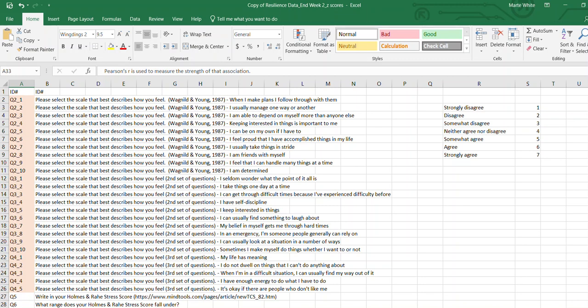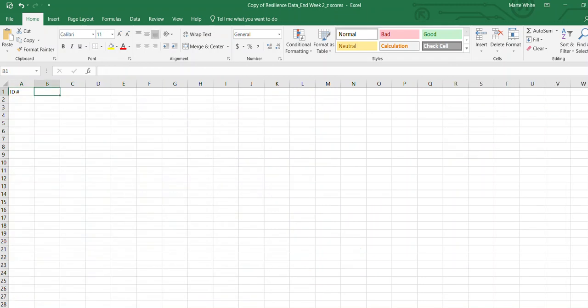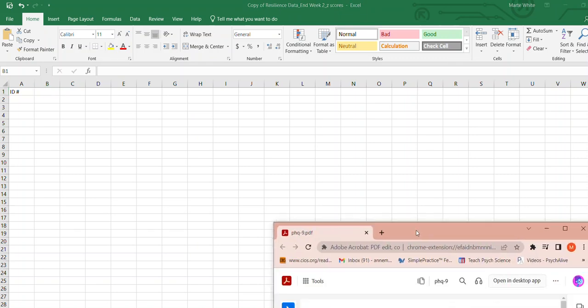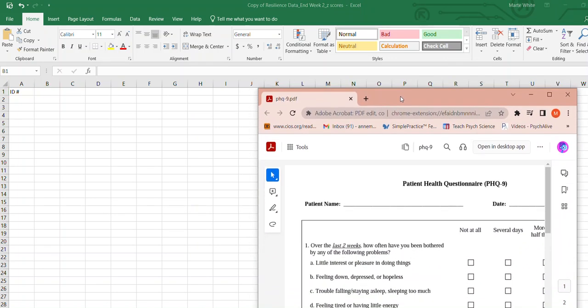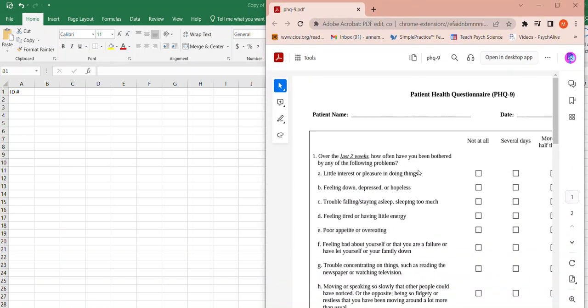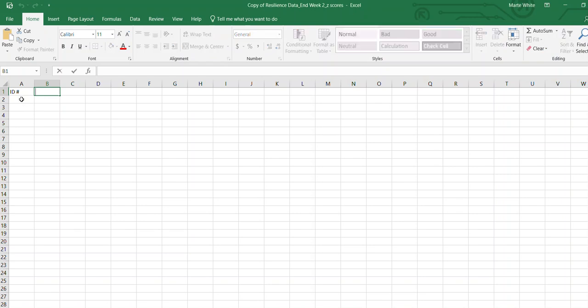Now, for those of you who are not using Qualtrics but are handing out your surveys to participants, I'm going to show you what you can do. For example, here I'm going to use a PHQ-9 as a questionnaire just to pretend. Each of these questionnaires that you get back from a participant needs to be numbered. So you put a number on here, participant 1, participant 2, so that when you are entering them here, you're entering participant 1, participant 2, and you're going to enter their scores going across.